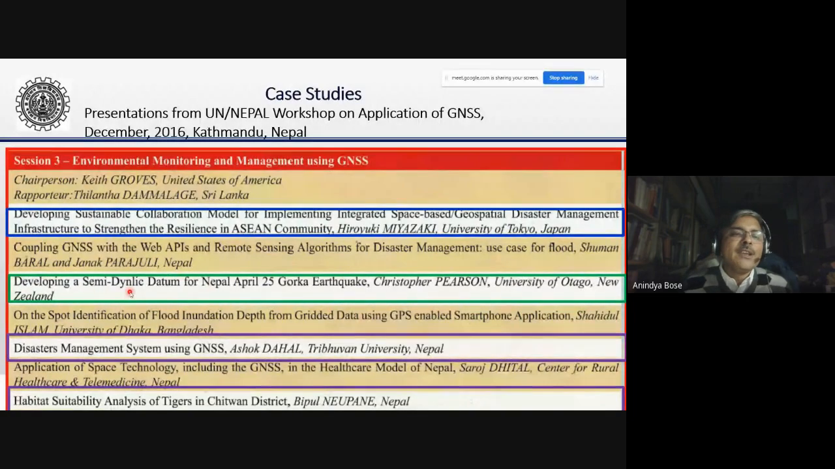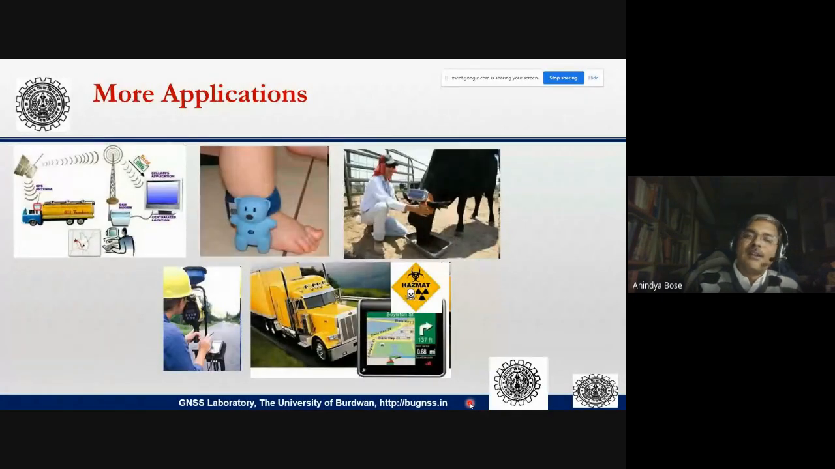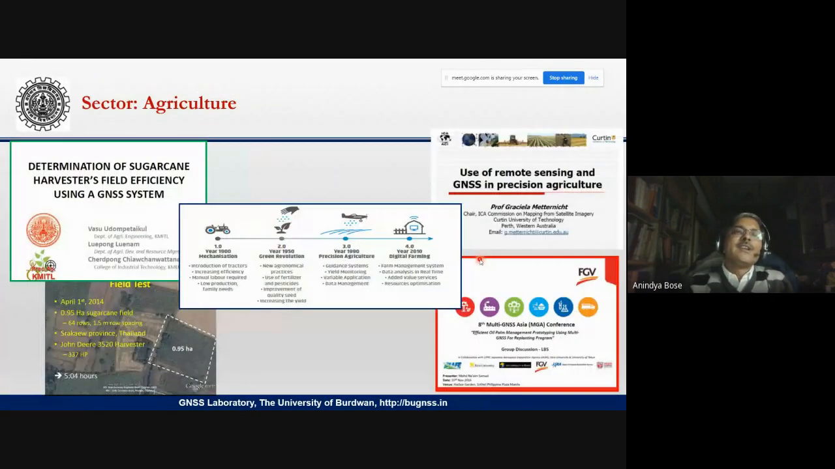Developing a semi-dynamic datum for Nepal after the 2015 Gorkha earthquake, from New Zealand. Similarly, a disaster management system using GNSS, a paper from Nepal, and habitat suitability analysis of tigers in Chitwan district, Nepal. I think Dr. Banerjee in his second talk will talk more about the possible different cases of using GNSS position-based applications. Tracking of trucks carrying hazardous materials, tracking of persons, tracking of livestock, these are all possible using GNSS.